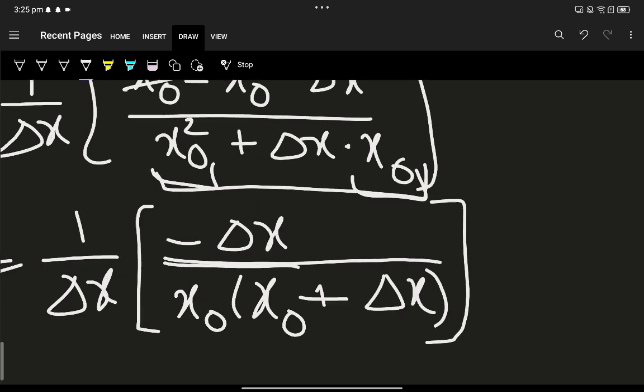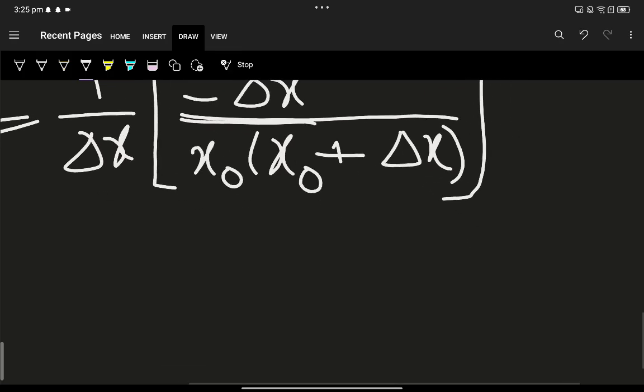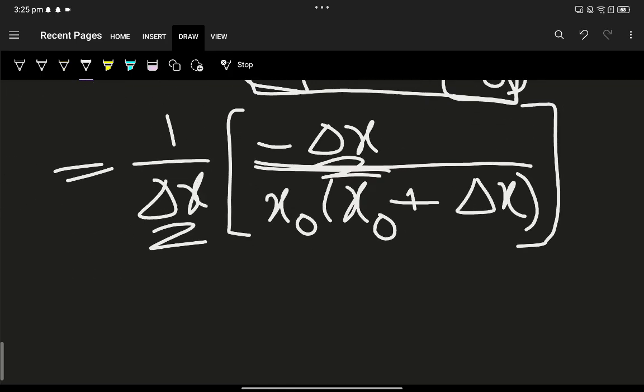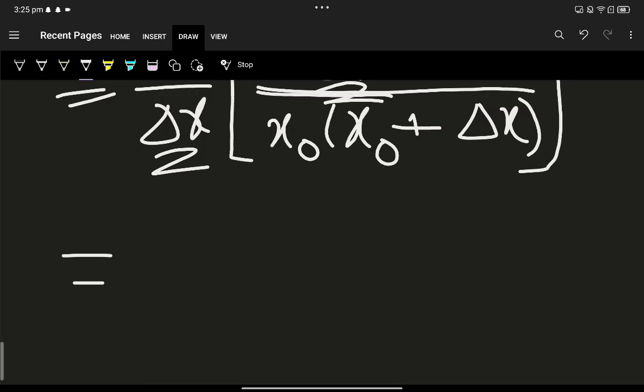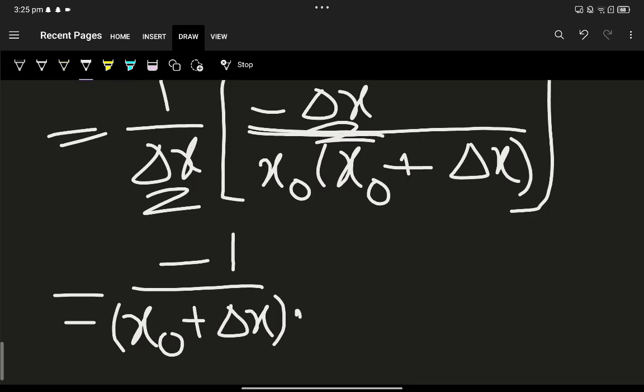And then you can simply, so this is the expression, and you can simply cut out the delta x, that is where, so it is here and it's also here, so you can just cut it out, cancel it out. Okay, and then you will be left with -1 upon x naught plus delta x naught. Okay, this will be your final answer over there.